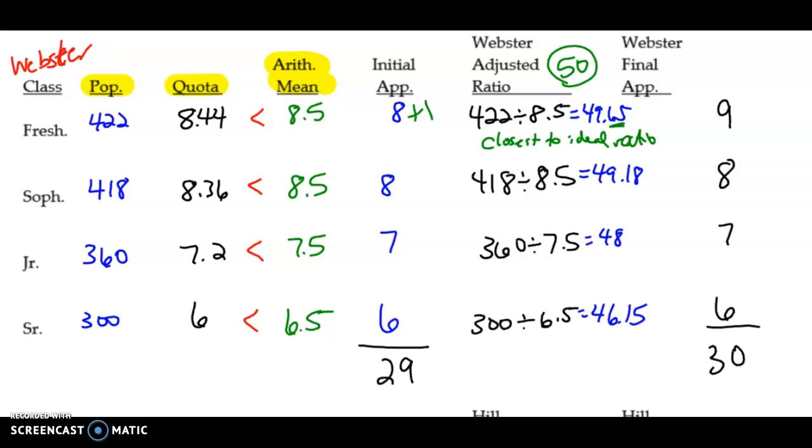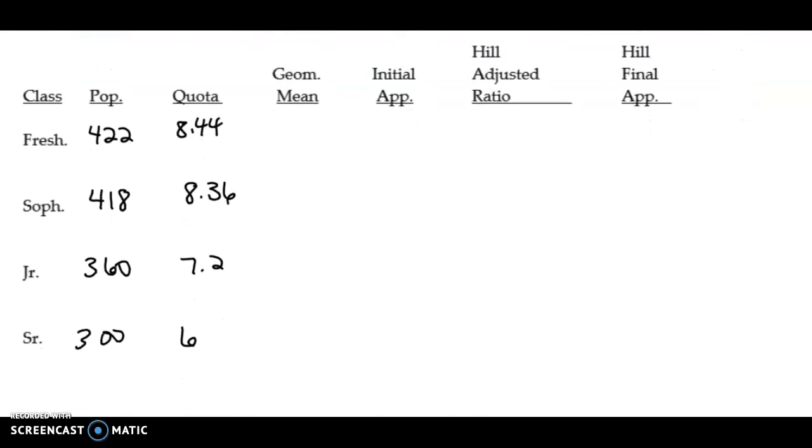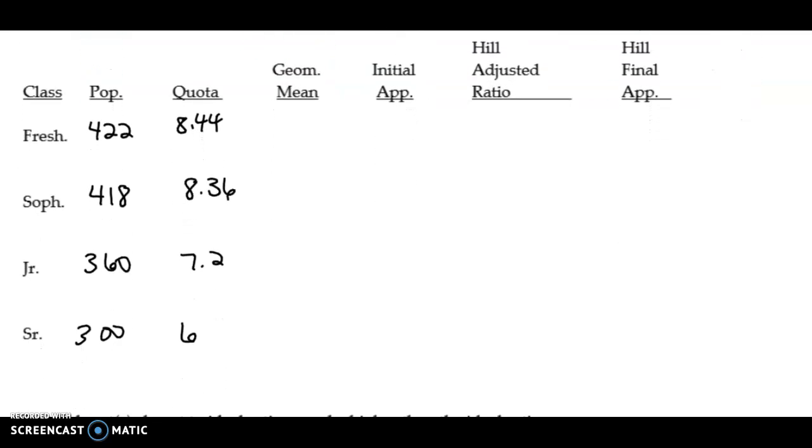All right, let's do the same example with the Hill method. So go ahead and jot down your population, your quota, and then we'll work on calculating the geometric mean. All right, so geometric mean, quota, since we got 8.44, we need to take the square root of 8 times 9, which is 8.48.